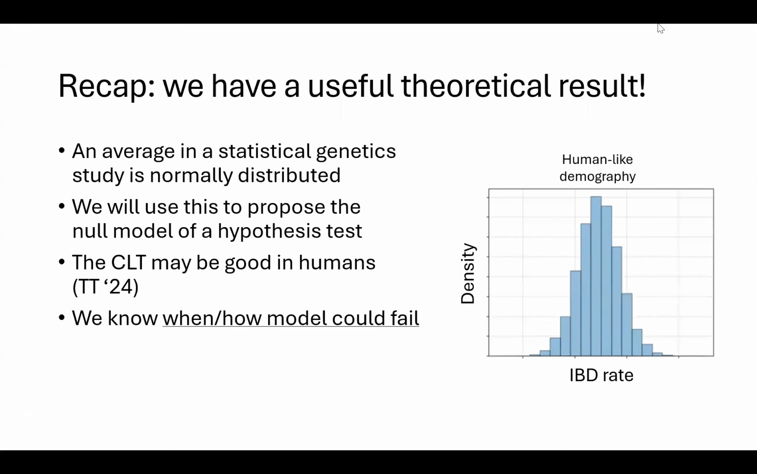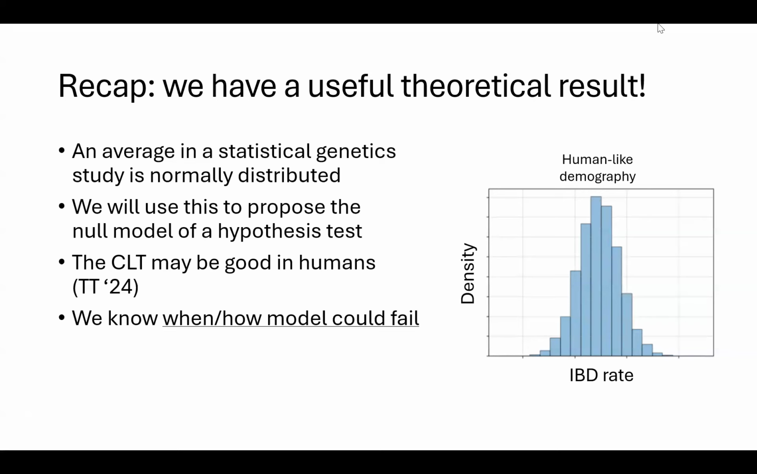Recapping, we have this quite useful theoretical result where we have some average in this statistical genetics study that is normally distributed under certain conditions. So we'll use this to propose the null model for a hypothesis test and calculate p-values. This CLT may be good, at least in humans. On the right-hand side of this slide, I've got the identity by descent rate histogram for a simulated scenario of human-like demography.